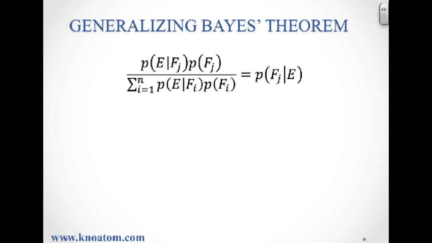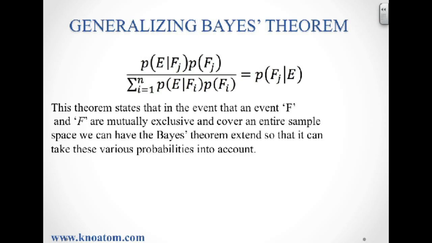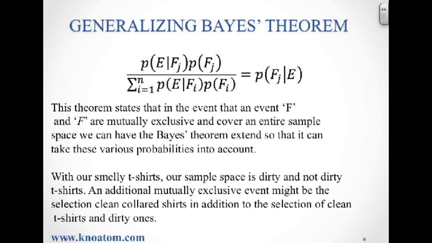The last important use of the Bayes theorem that we will talk about is the generalizing Bayes theorem. This theorem states that in the event that an event F and not F are mutually exclusive and cover an entire sample space, we can have the Bayes theorem extend so that it can take these various probabilities into account. In the case that you have mutually exclusive events that add up to the probability of your sample space, you take each additional event into account by taking the summation from 1 to n of the various probabilities of the F events multiplied by the respective probabilities of E given F.